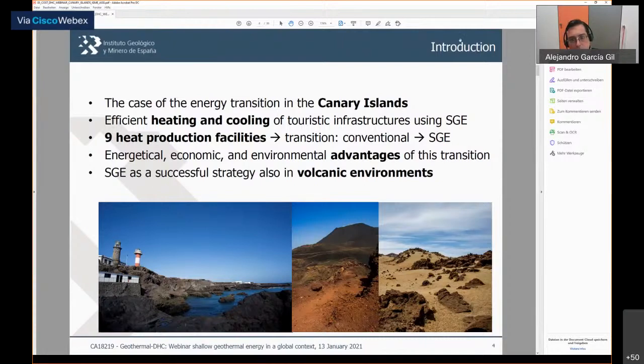A total of 9 systems doing the transition from conventional heat production facilities to shallow geothermal energy systems have been investigated, and the energetic, economic, and environmental advantages of this transition were calculated from operation data sets in order to discuss the exceptional value of shallow geothermal energy as a successful strategy even in volcanic environments and with low promotion policy of this technology. Next slide, please.